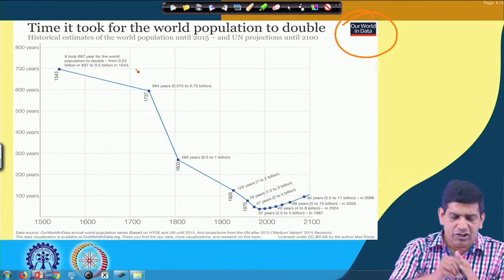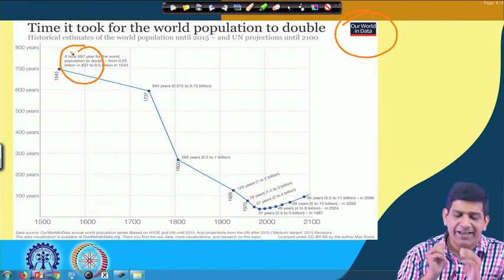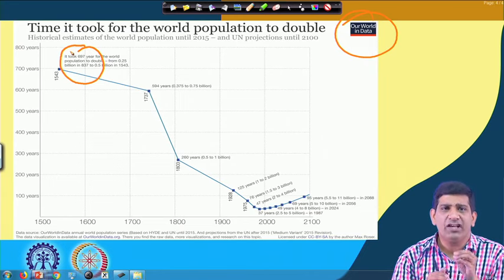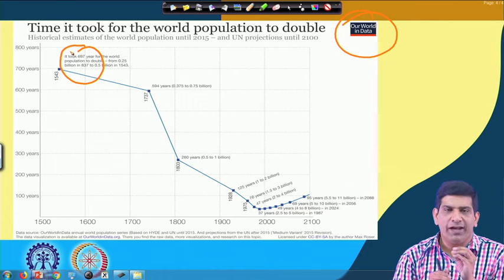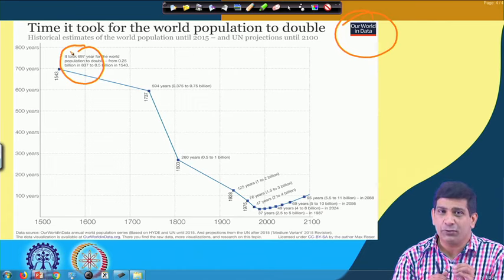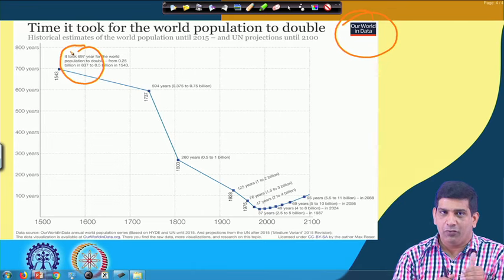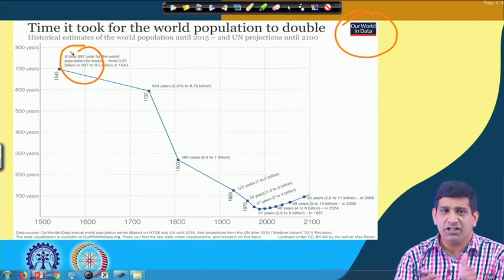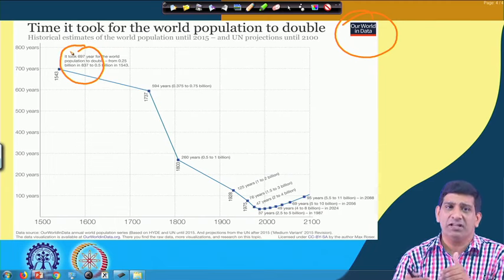Initially it took 697, so close to 700 years, for the world's population to double from 0.25 billion to 0.5 billion, and that was in 1543. So less than 500 years ago, we were only 0.5 billion. Now we are close to 7.6, 7.7, between 7.5 and above. So there's a huge increase in population, and the rate of increase is also much faster.